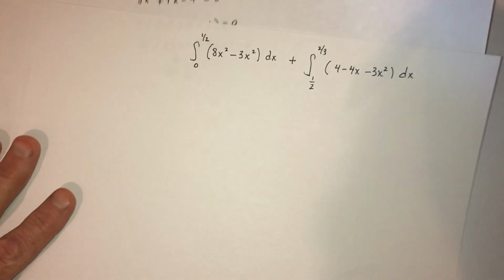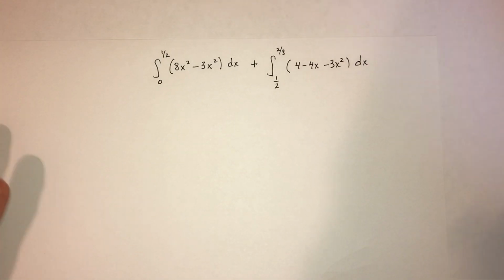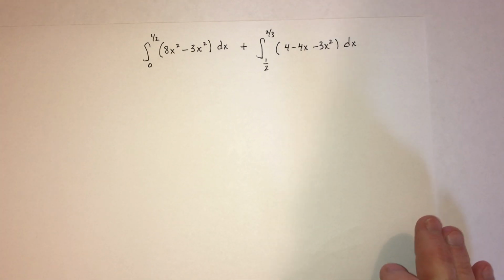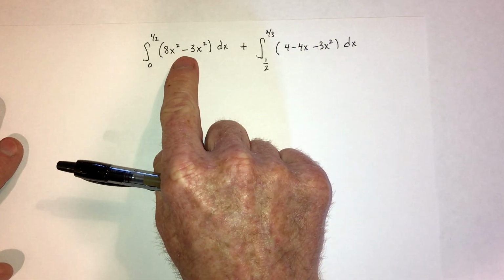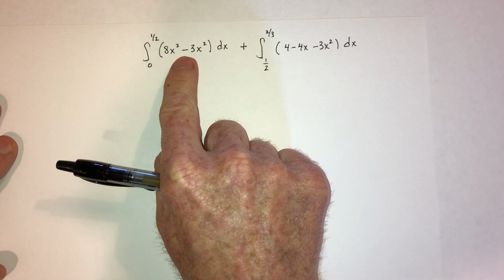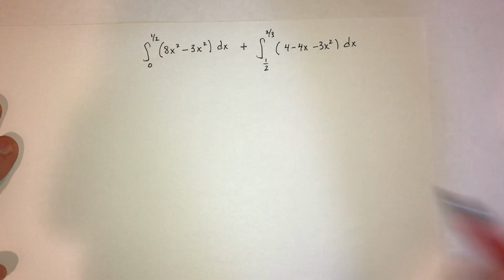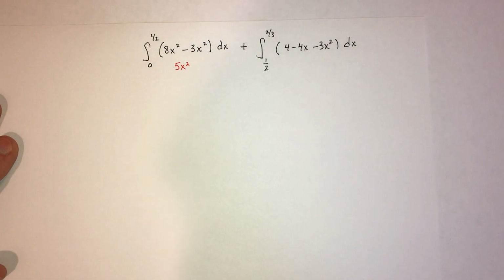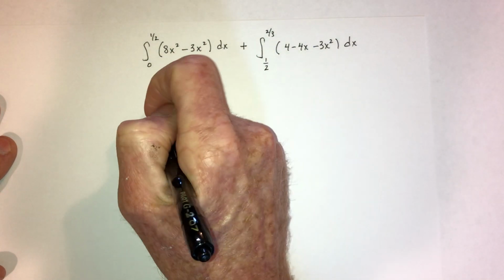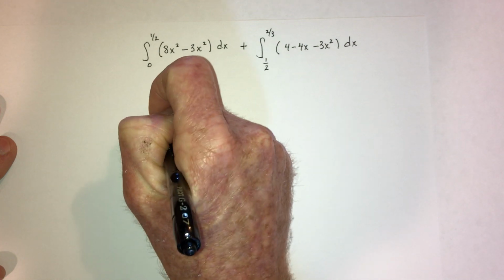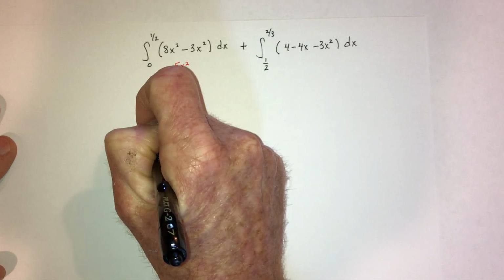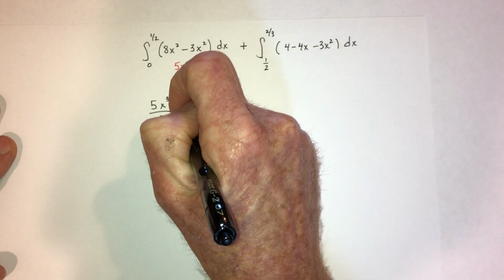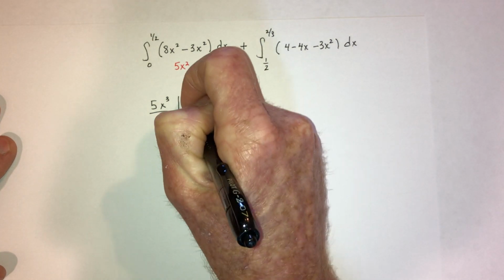All right, so all of that was the setup. Now to actually integrate. So for this one, you could actually combine these. That's going to be 5x squared. And then integrating 5x squared is going to be 5x raised to the 3 over 3. And then evaluate that from 0 to 1/2.